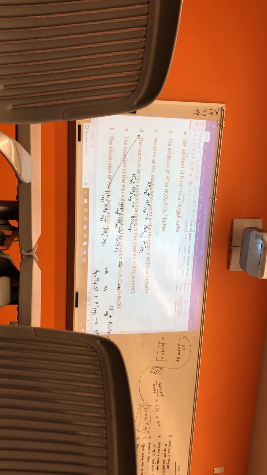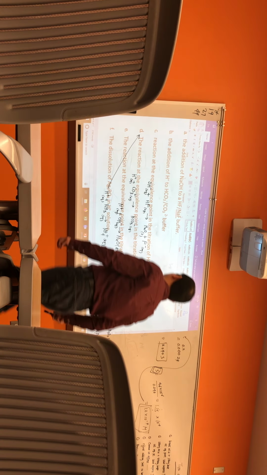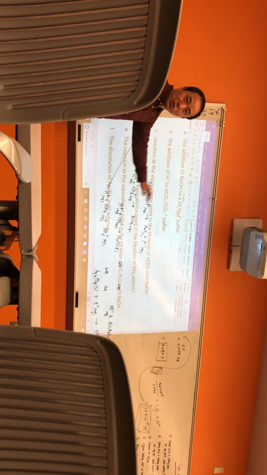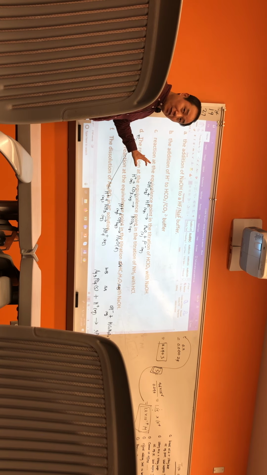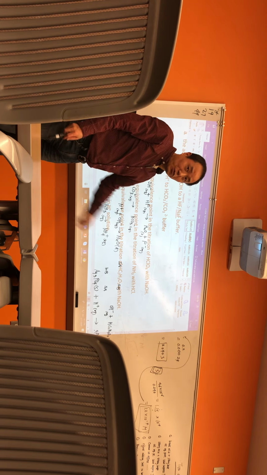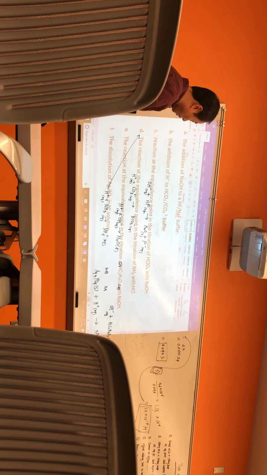And then why are they all single arrows? Because they all have a strong acid or base. Yeah, if you have a strong acid or base in the reactant side, then they're gonna force the reaction to go to a single arrow. Okay.